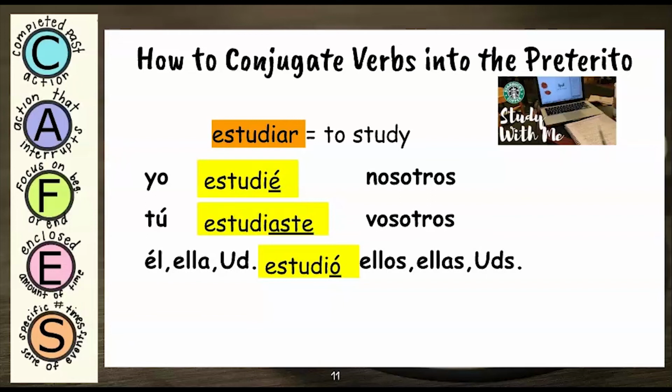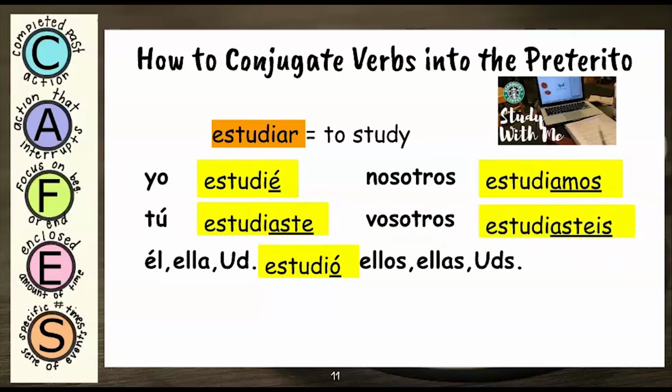Remember, nosotros is the same as the present tense. So nosotros estudiamos. Let's see if you were paying attention. What is the trick to remember the vosotros? It's the tú form plus is. So vosotros estudiasteis. And the last one, you remember the ending, it's aron. So ellos, ellas, ustedes estudiaron. Ellos estudiaron por 2 horas en el café.